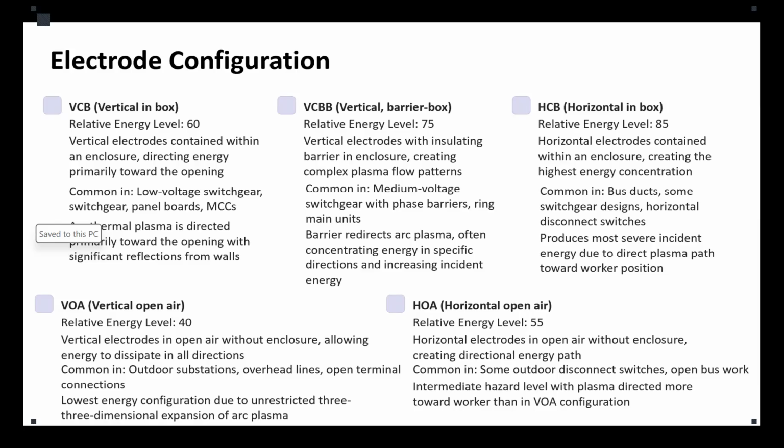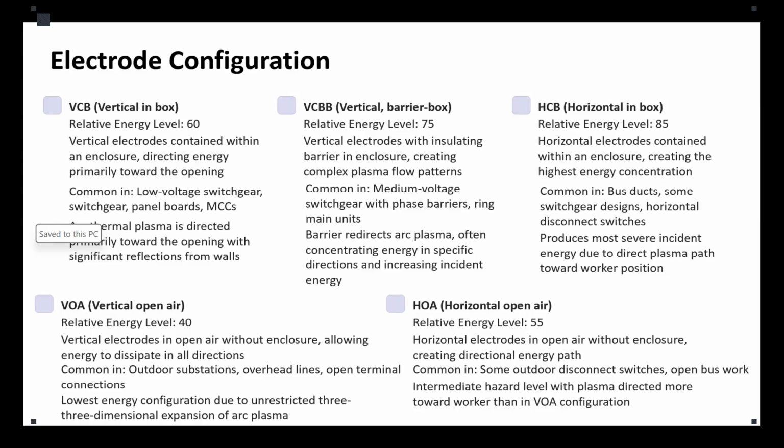The orientation, as you see, is horizontal. The conductors are fully enclosed inside our equipment. And the relative energy level is 85, which is the highest level. This is the most severe of all the standard configurations because the arc plasma moves horizontally toward the front opening, which is exactly where the worker is standing.